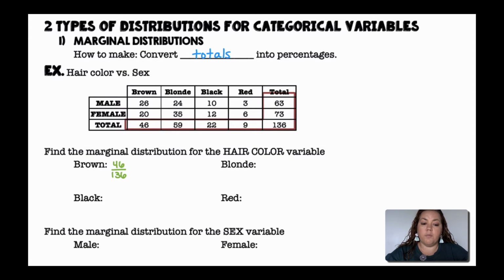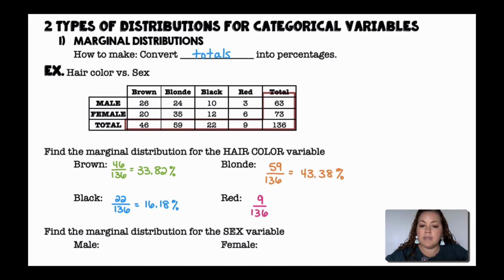All right, so for brown, I had 46 total in the margins for brown out of the table total 136. So a marginal distribution, you're taking the total in the margin and you're dividing it by the table total. This is for hair color, so I'm going down at the bottoms of each column. 46 out of 136 gives me 33.82%. For blonde, I had 59 out of 136, which would be 43.38%. Black would be 22 out of 136, which is 16.18%. Red is 9 out of 136, which works out to be 6.62%.